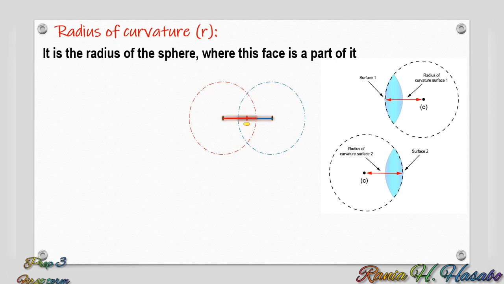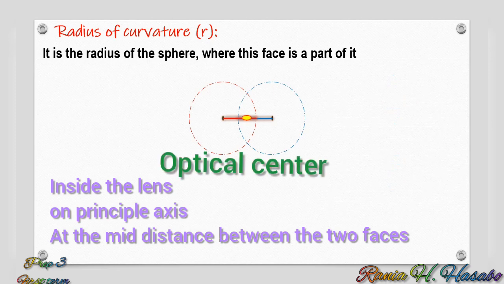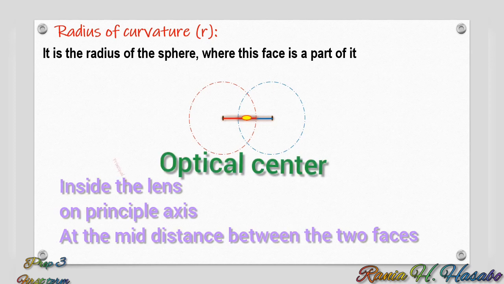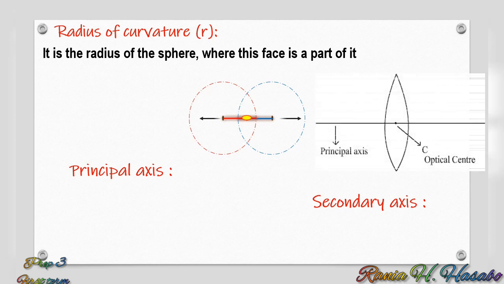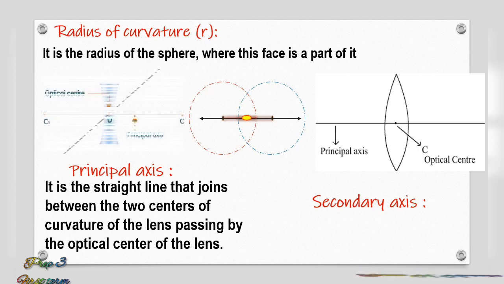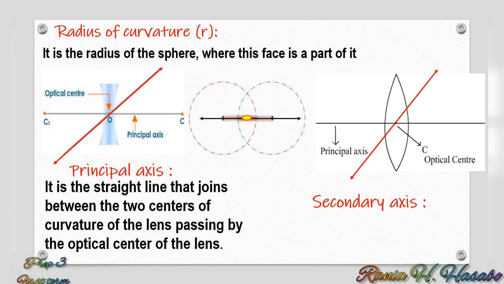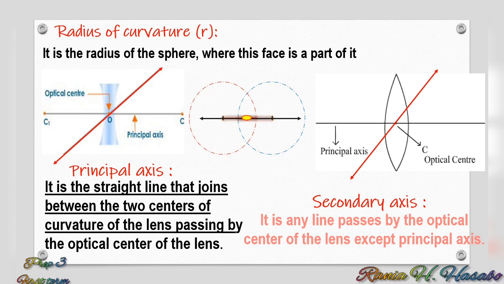Then we have a very important point inside the lens, on the principal axis between the two faces: the optical center. A straight line which passes by the optical center may be the principal axis or a secondary axis. To differentiate between them: the principal axis is the straight line that passes by the optical center of the lens and joins the two centers of curvature. While the secondary axis is any line that passes by the optical center of the lens except the principal axis, not passing through both centers of curvature.